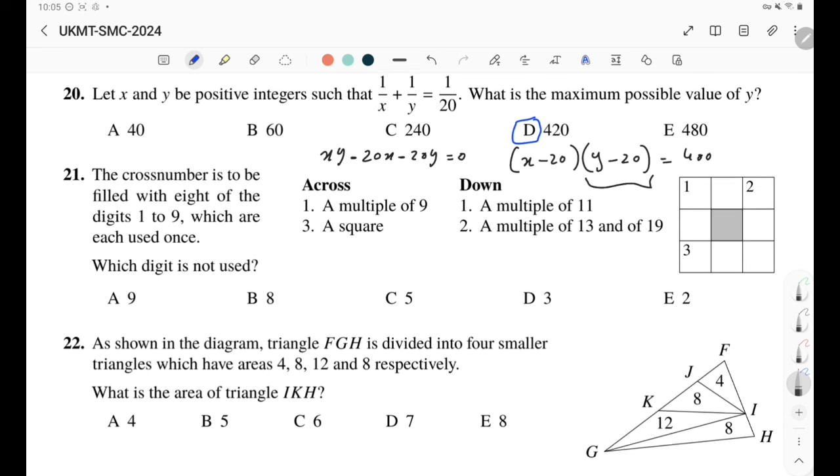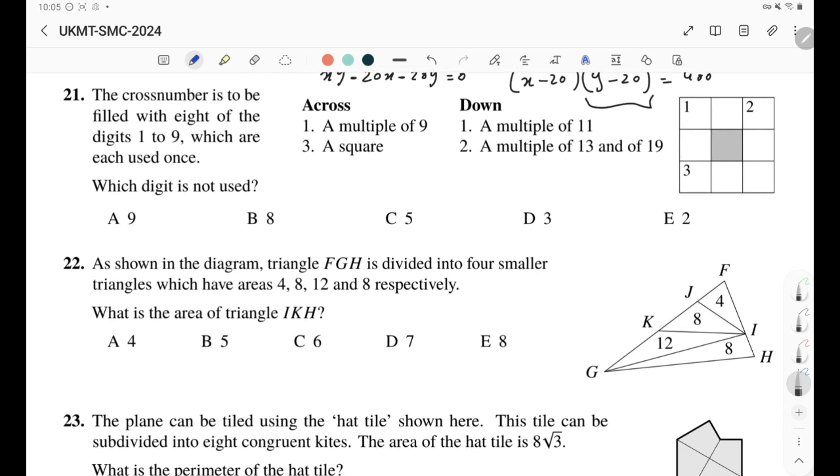Alright, keep this idea in your mind. This factorization is very famous. Okay, next, question 21. We have a cross number here. We have digits from 1 to 9, and each number is used exactly once. Of course, we have one missing number here. They are giving us some info. They are telling us that this number here is a multiple of 9.